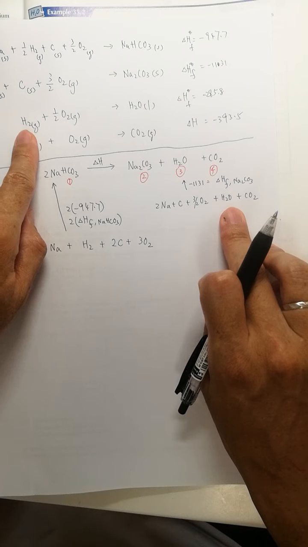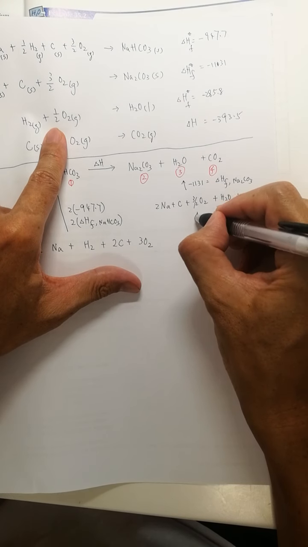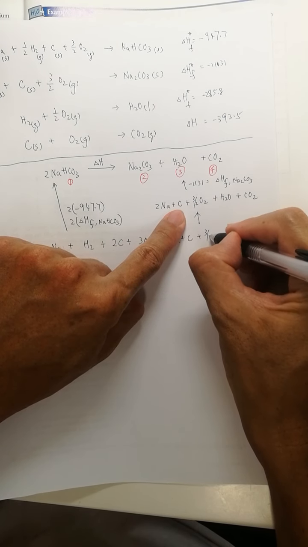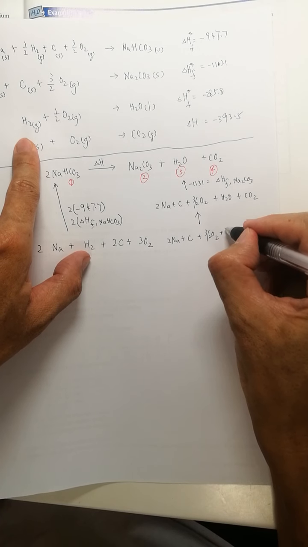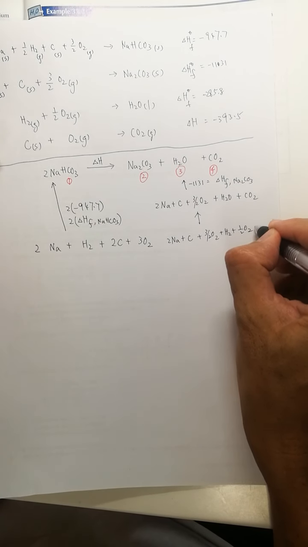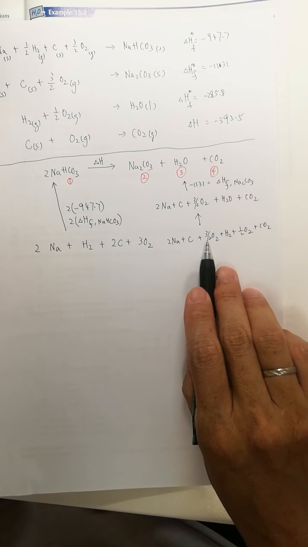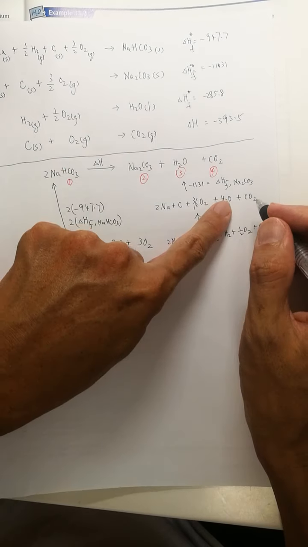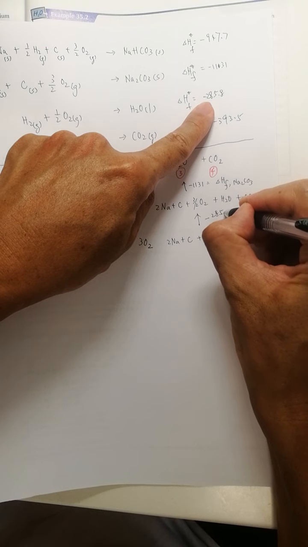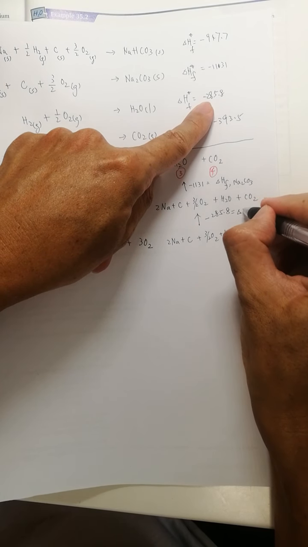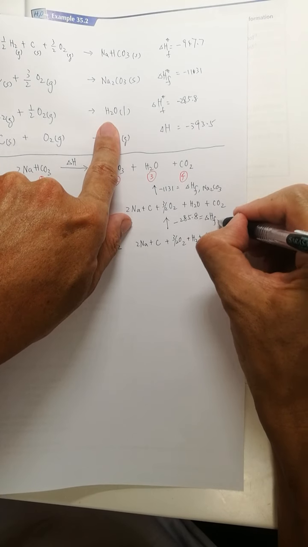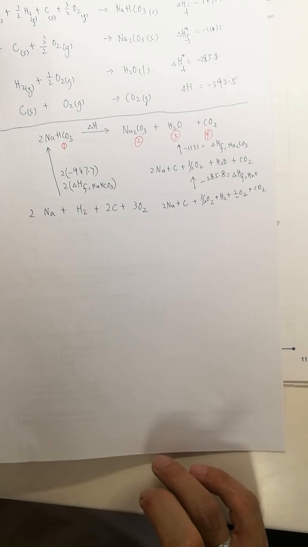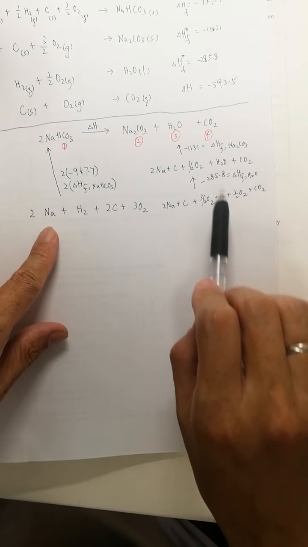Water is coming from hydrogen and oxygen. So Na keeps no change, carbon no change, and the water is H2 and half O2. 1.5 and 0.5 equal 2, and 1 it is negative, or it is equal to the formation of water. Lastly, CO2.